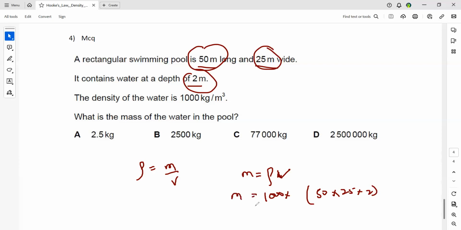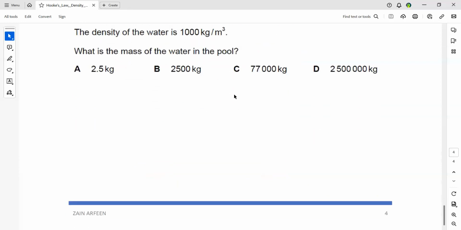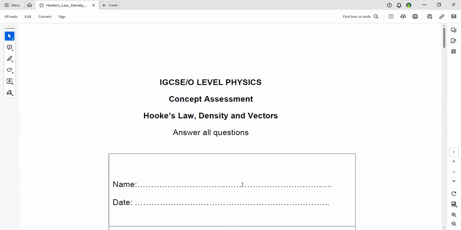And when we multiply all of them, this will give us option D as the right answer. So if we need the mass, it is density multiplied by volume, or it will be 2.5 times 10 to the power 6, which is equivalent to option D. If the volume is given in centimeter and density is kilogram per meter cube, don't forget to convert the units. So this was a pop quiz which was related to Hooke's law, density, and vectors.